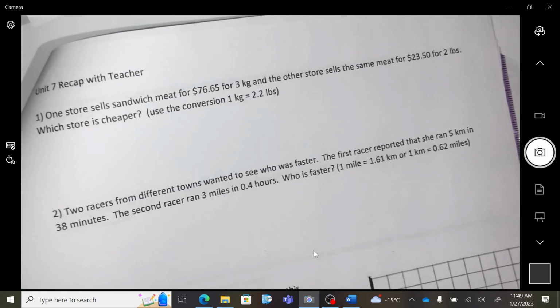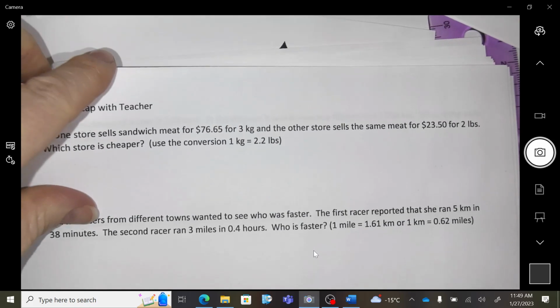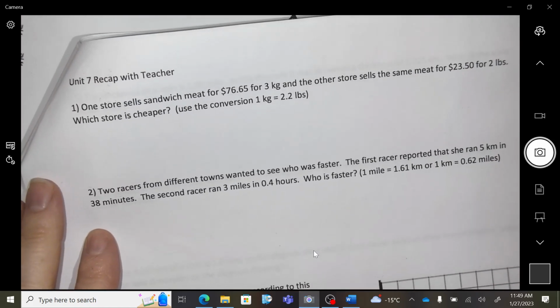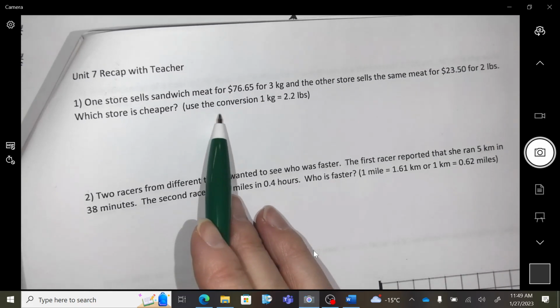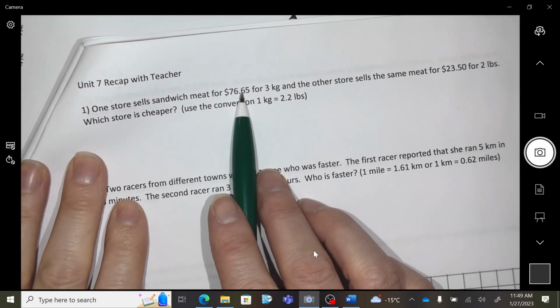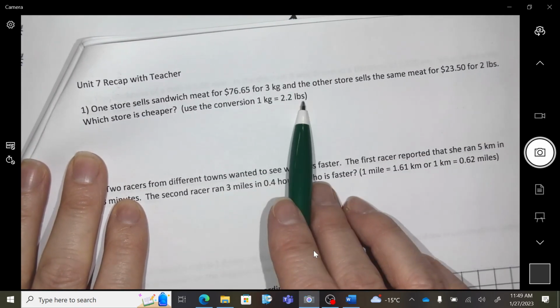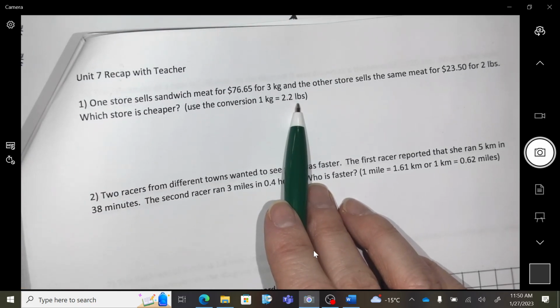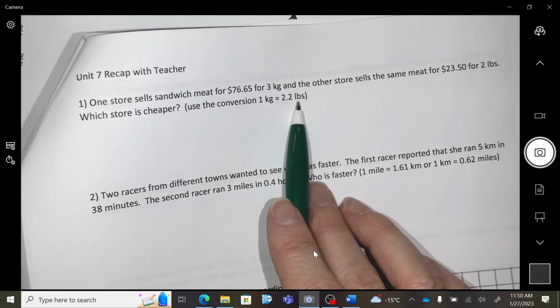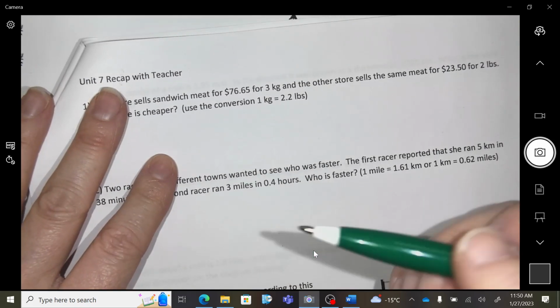Okay, rates, proportions, we did this test. Oh, this was a long time ago. One store sells sandwich meat. There's the price. The other, there's the price. Which store is cheaper? So it doesn't tell me what to do, so I can pick. What do you guys want to do? Do you want to put everything into pounds, or do you want to put everything into kilograms? It doesn't matter. Pounds. We're going to move to pounds.